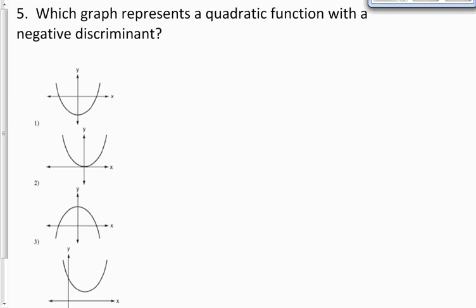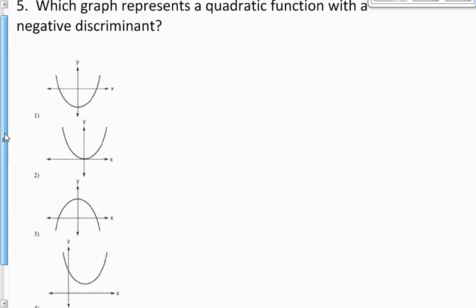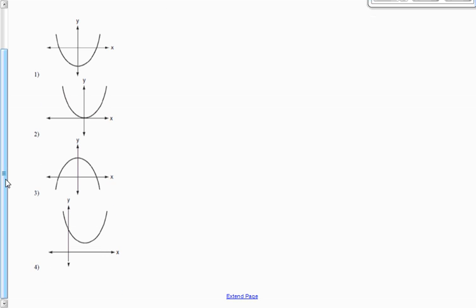Okay, so this question is asking us which graph represents a quadratic function with a negative discriminant. So they're telling us that the b squared minus 4ac value is negative. Well, we know that means our roots are imaginary, which means that our graph does not cross the x-axis at all. So our graph would look like choice 4.